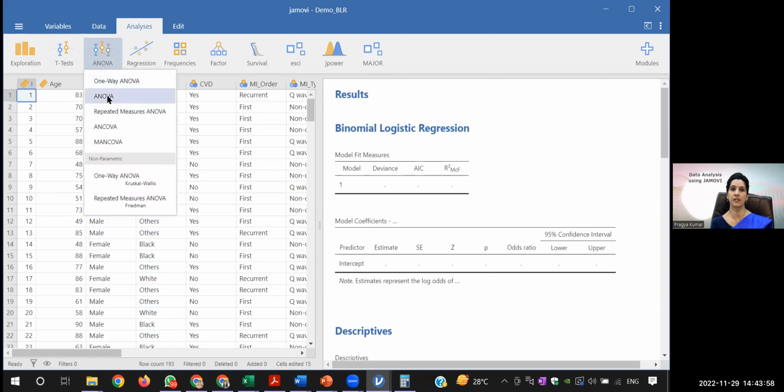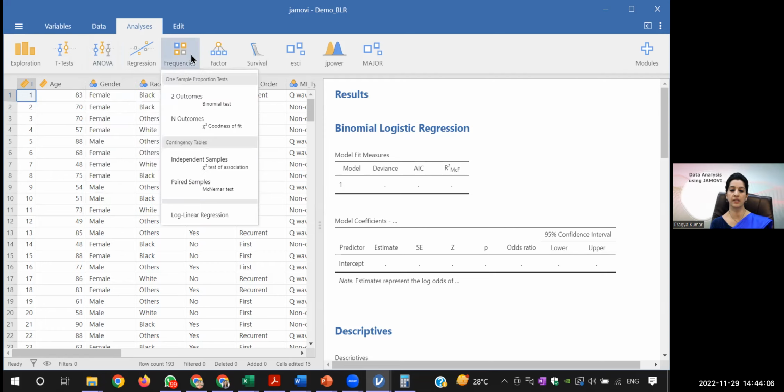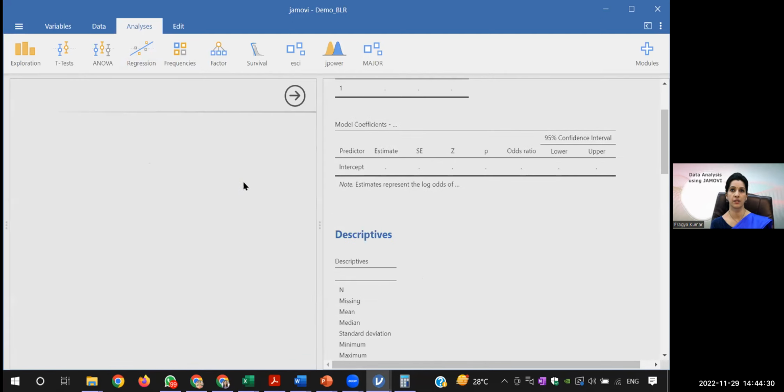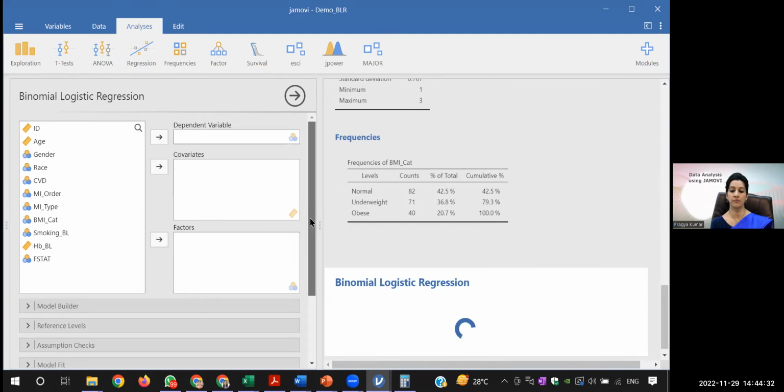Then we learned regarding one-way ANOVA and Kruskal-Wallis, and the repeated measure ANOVA. Then we learned regarding frequency, where you learned the chi-square test of association and the chi-square test of two proportions. And then today we'll see this McNemar test, which we have not touched yet. And there is something known as the regression. So in this regression, we will also learn the correlation matrix. And this is the option of binomial logistic regression.